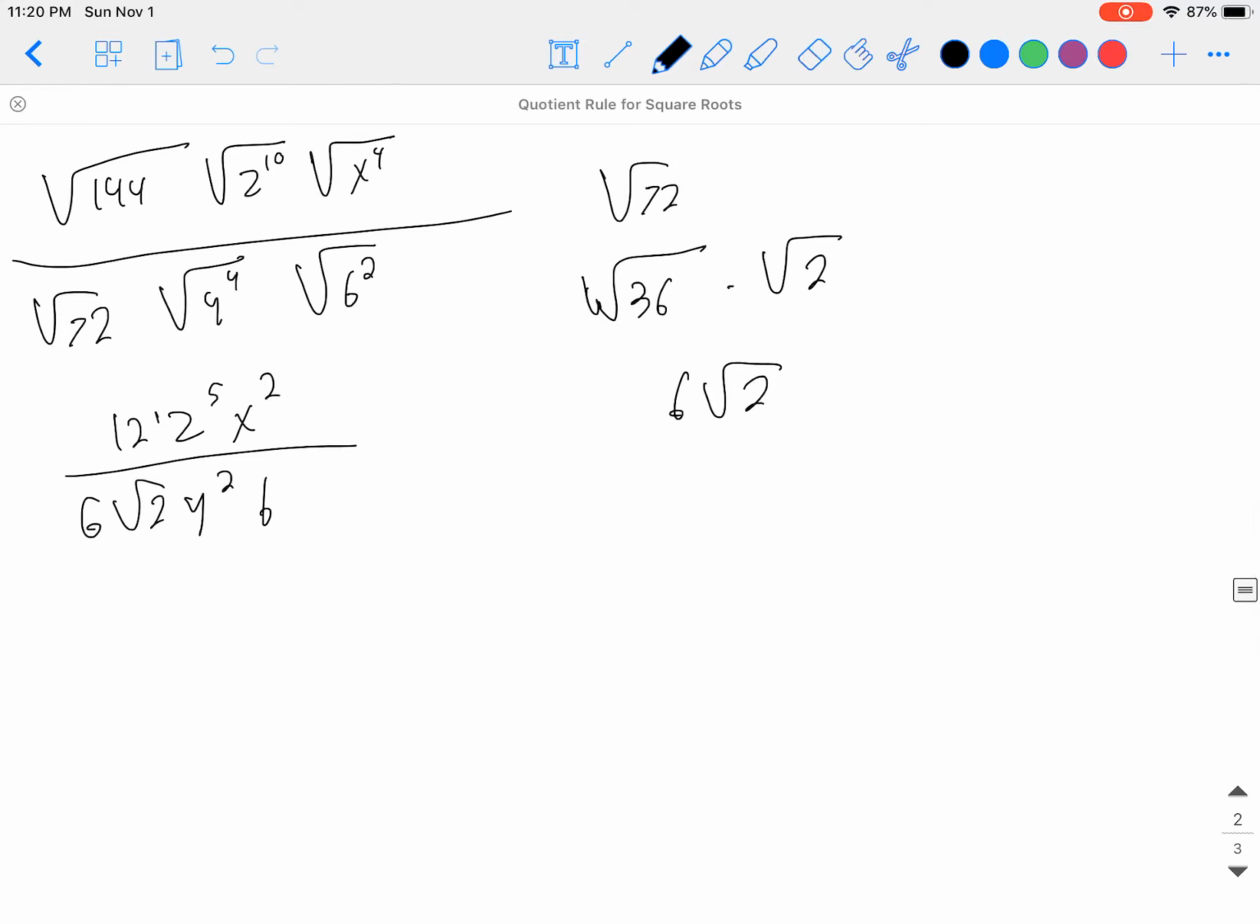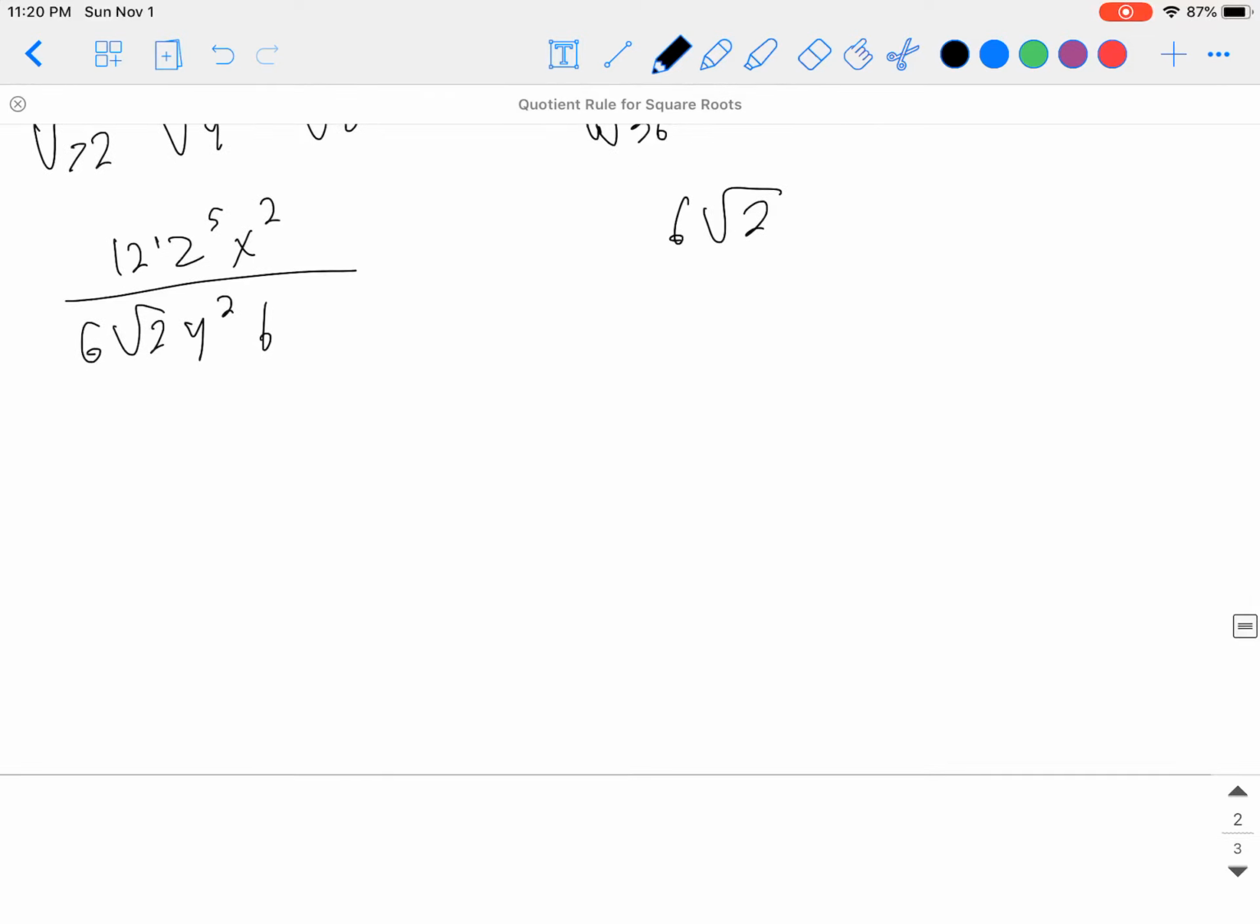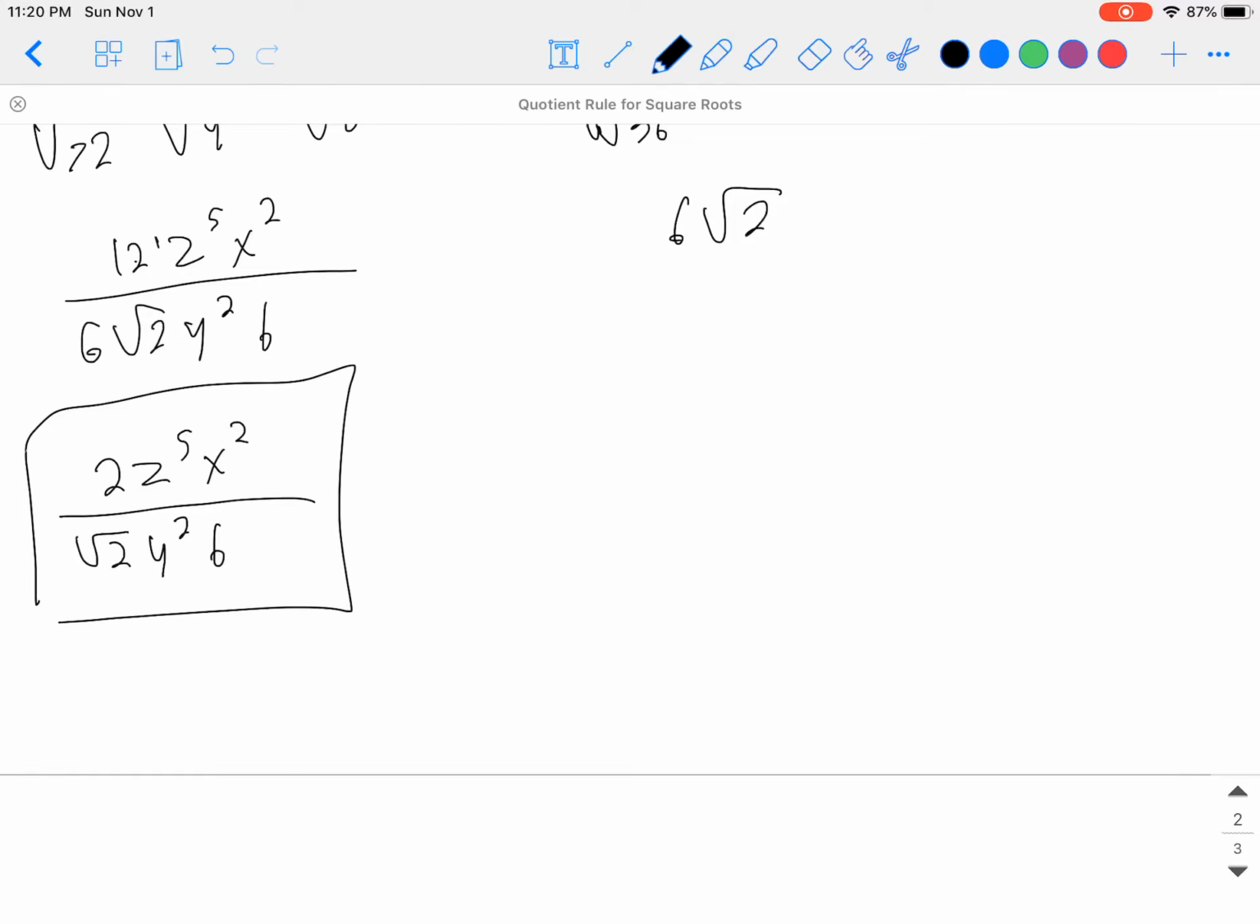If you want a more in-depth example about how to simplify square roots like this, go back to the previous video. So now that we have the problem down to this form, we can reduce it once more by reducing the real numbers. We have a 12 over a 6, so this can be reduced to just a 2 in the numerator. So we have 2 z to the 5th x squared over the square root of 2 y squared b. And this is the final answer.